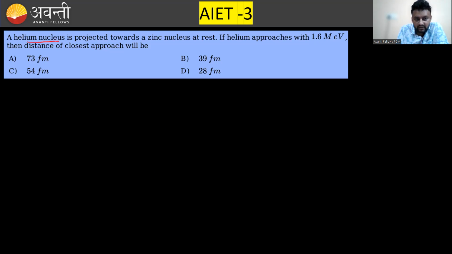A helium nucleus is projected towards a zinc nucleus at rest. If helium approaches with 1.6 mega electron volt, then the distance of closest approach will be?